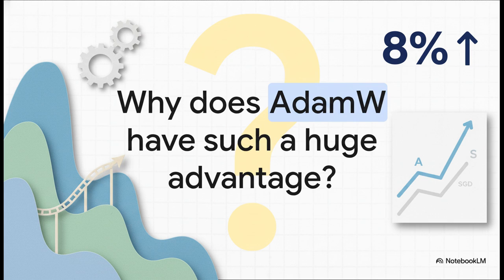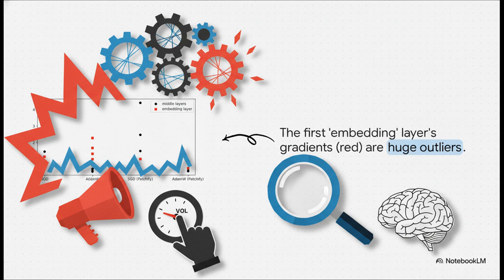So that's the big question. Why? Why is the classic, reliable SGD suddenly falling apart on these new models? What is AdamW doing that's so special? And this chart, this is the smoking gun. It shows us the strength of the update signal, what we call gradients, for the different layers in the network.